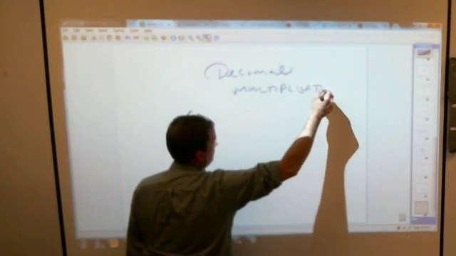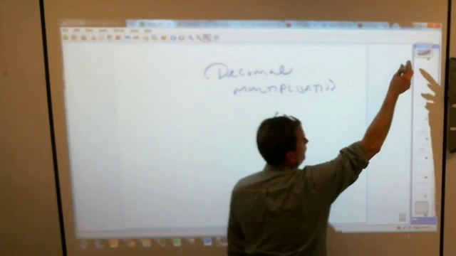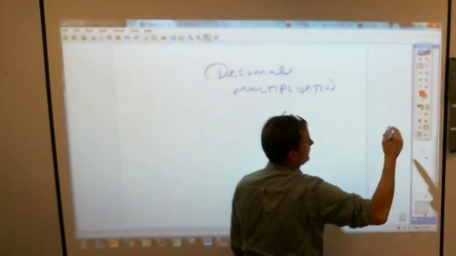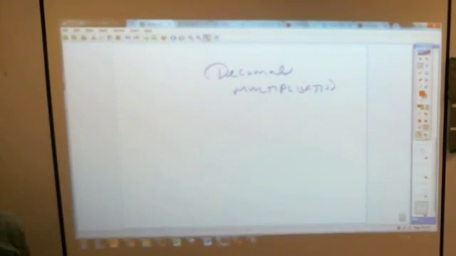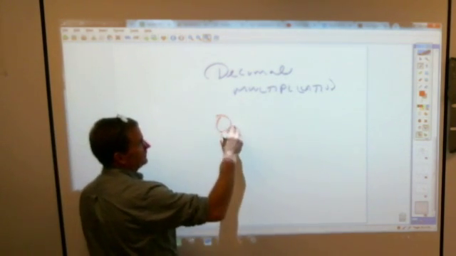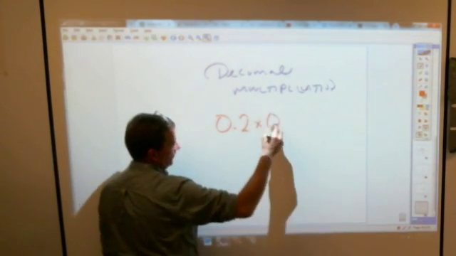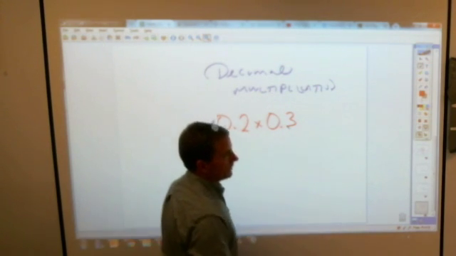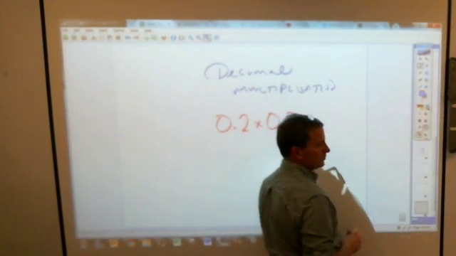Adding a little bit to what we did before. If you're multiplying decimals and you come up with something like this, let's say you are multiplying 0.2 times 0.3. Remember the hard, fast rules of decimals?